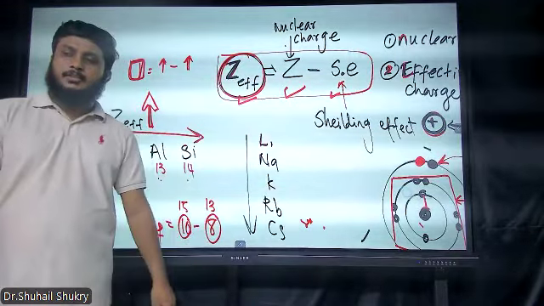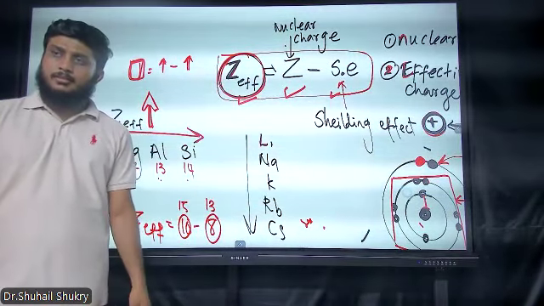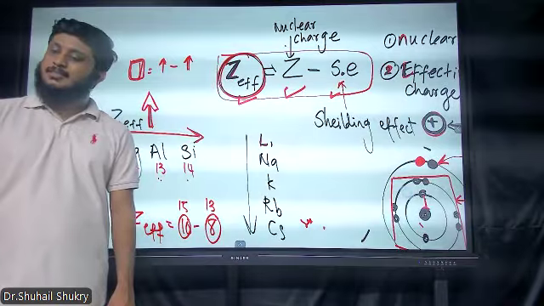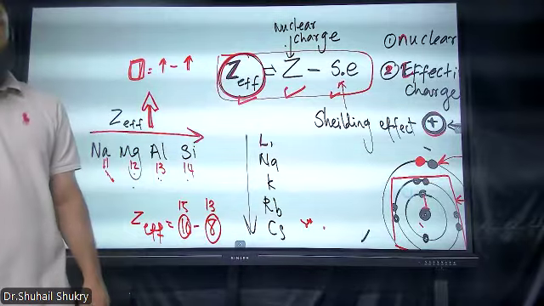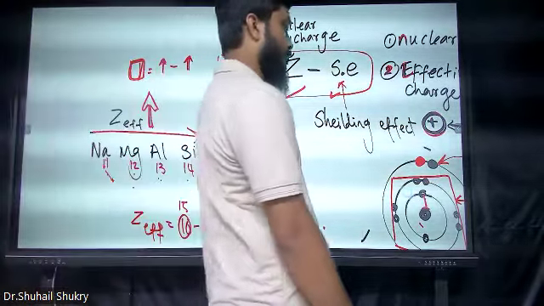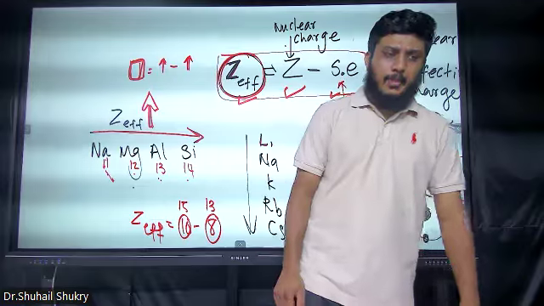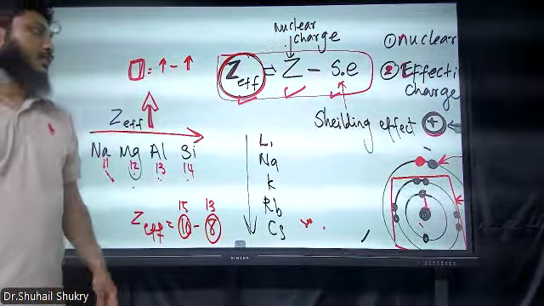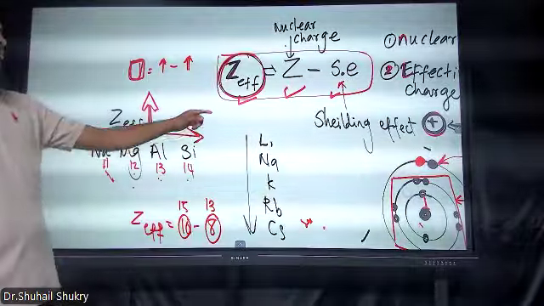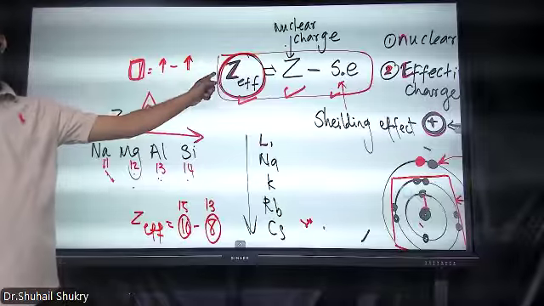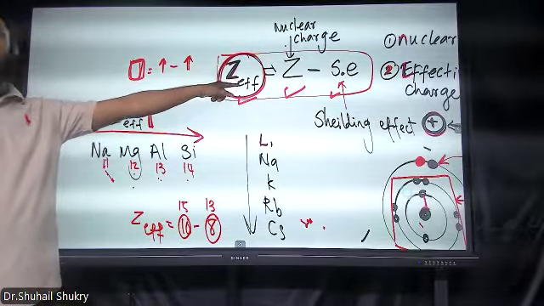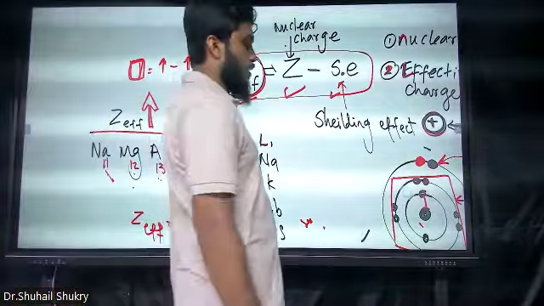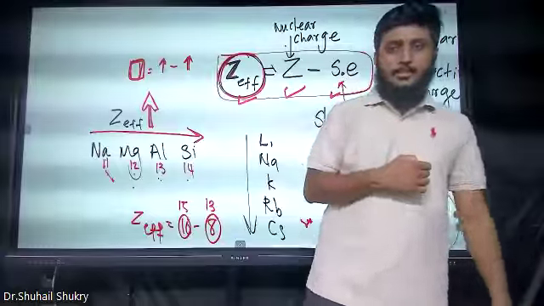But shielding effect remains constant. Therefore, there is no need to write effective nuclear charge fully here. You can write Z effective. I will say effective nuclear charge, you write Zeff.